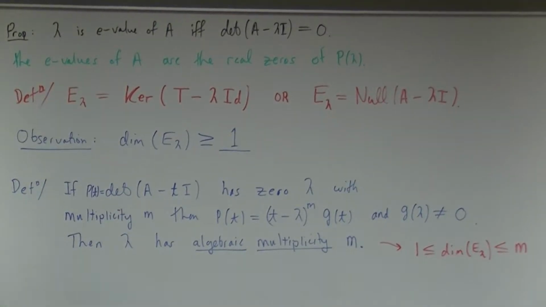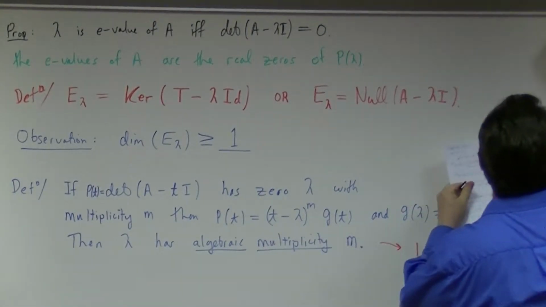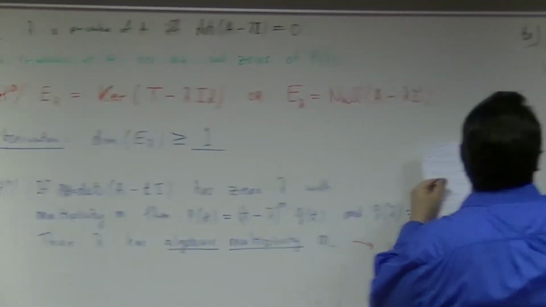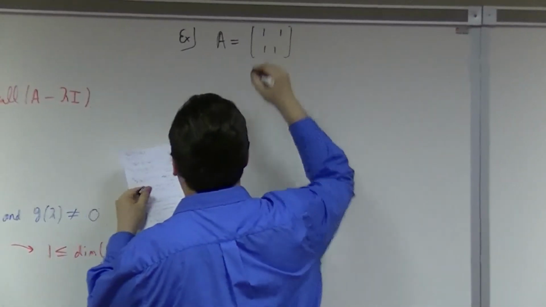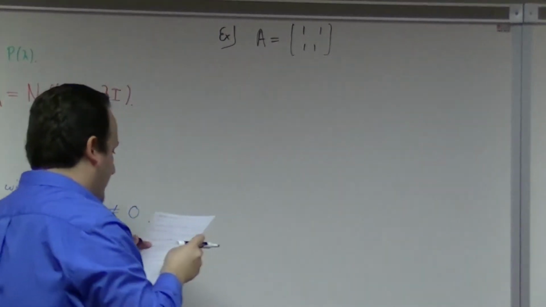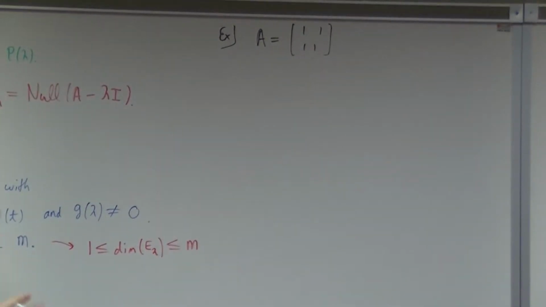So we can learn a lot from 2x2 examples. So let's do those. So example. How about A equals 1, 1, 1, 1. That's a good one. So, what's the algorithm for solving these problems? Our goal here is to find the eigenvalues and the basis, and write each eigenspace in terms of the span of some basis. All right.